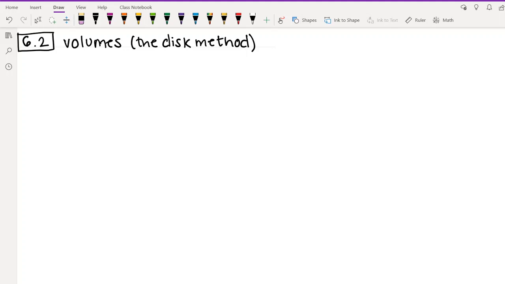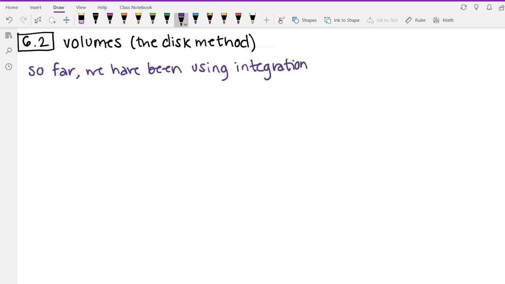So just to make a connection with what we've been doing so far in this class. So far, we've been doing a variety of things, but in terms of the physical meaning of an integral, we've been using integrals mostly to find area, right? To find the area that is bounded by a function. So far, we have been using integration to find areas.